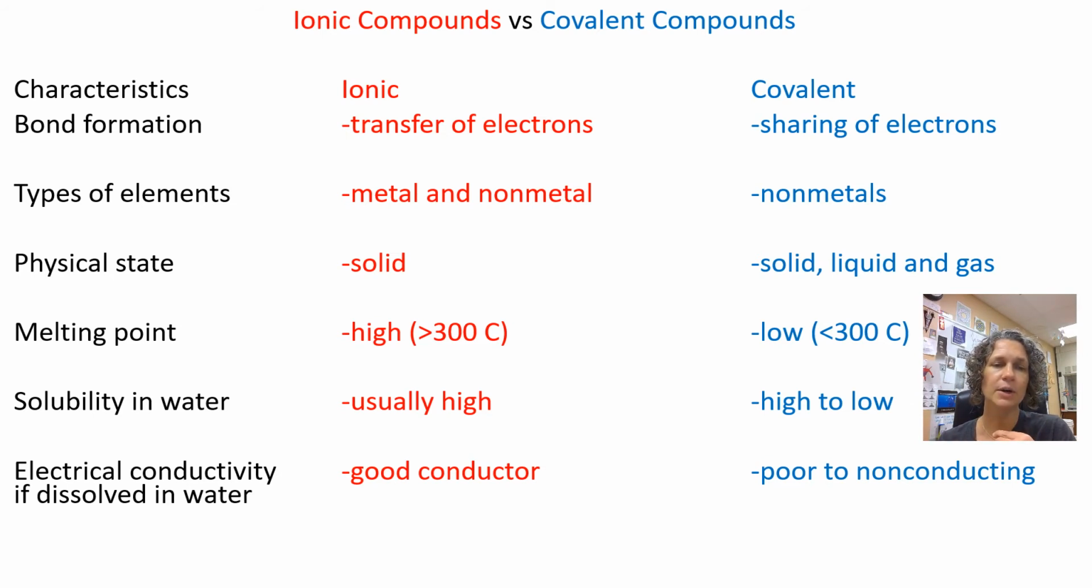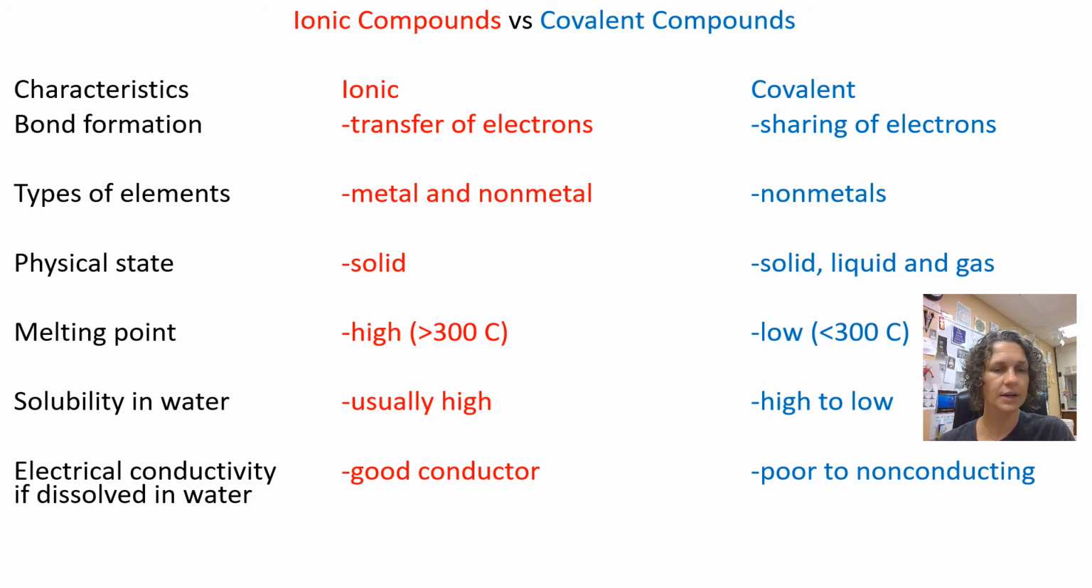Ionic compounds are composed of metals and nonmetals. Covalents, in general, two or more nonmetals. They're usually bigger compounds. Ionic compounds are solids. Covalent compounds can be any state of matter. Ionic compounds have a very high melting point, usually over 300 degrees Celsius, while covalent have a much lower, so less than 300 degrees. Solubility in water kind of depends. Ionics are high in this. Covalent, it depends on the type or usually the state of matter.